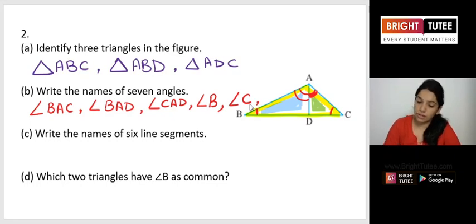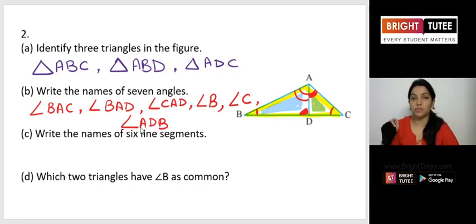So now let us write down the name of the sixth one. Look at this particular angle, that is angle ADB, or also you can name it as BDA. But make sure that whichever point is the point where the angle is being formed, it needs to lie in the middle of the name. And now the last one is angle ADC. Is that right?